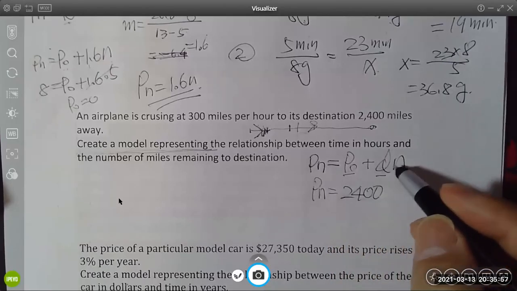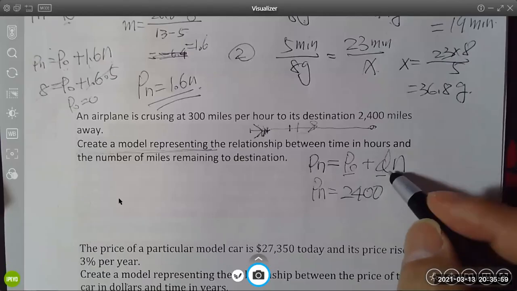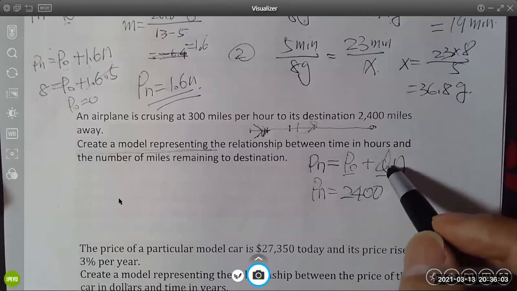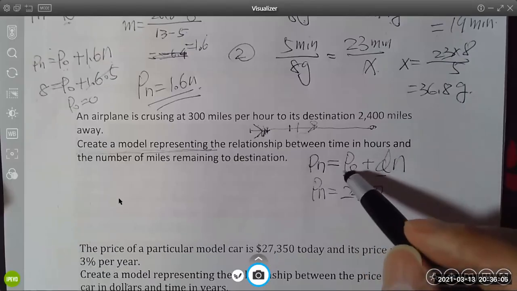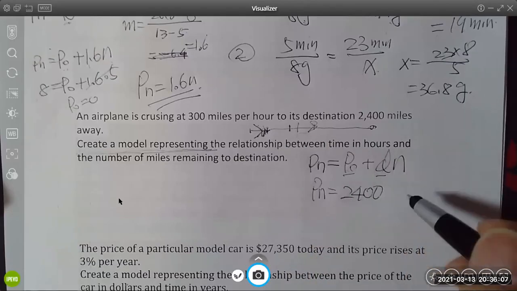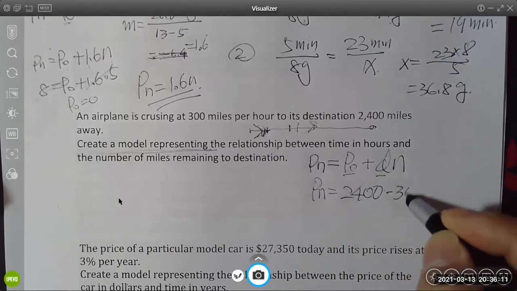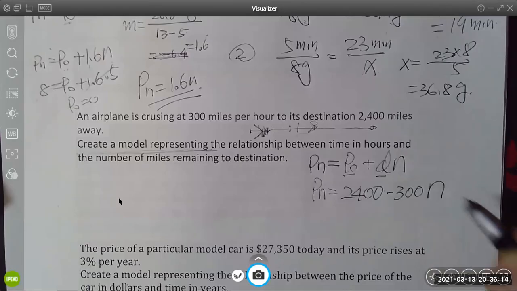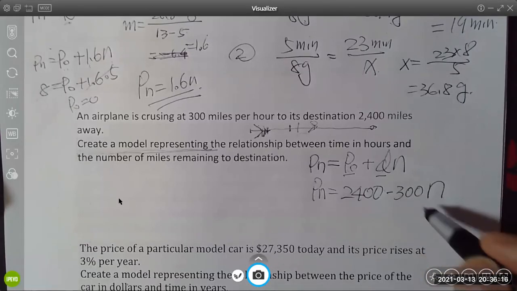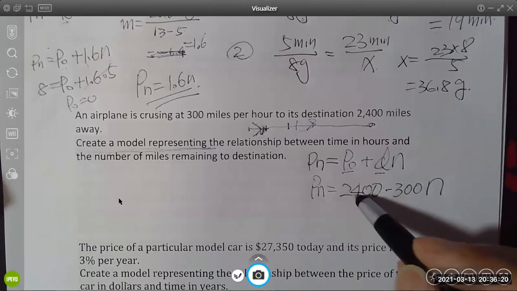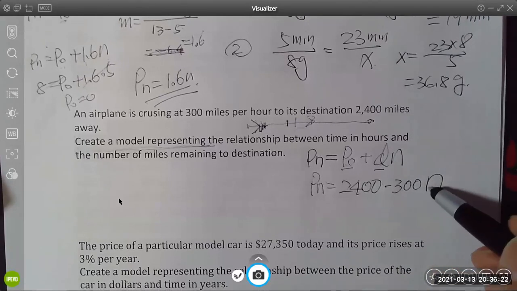Now D is the growth rate. If it is increasing, it's a positive number. If it is decreasing, it's a negative number. Since this speed will decrease the distance, because it's getting shorter and shorter over time, this has to be negative. Time is never negative, so minus 300 miles per hour actually makes sense. Every hour the total distance is shortened by 300. So this becomes 2,100 after 1 hour, because you minus 300.